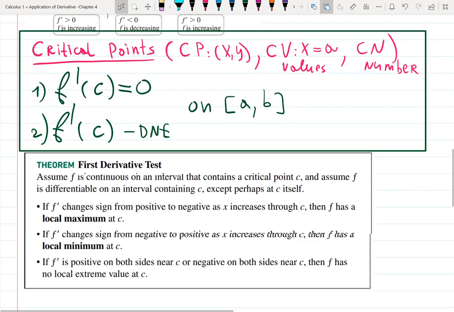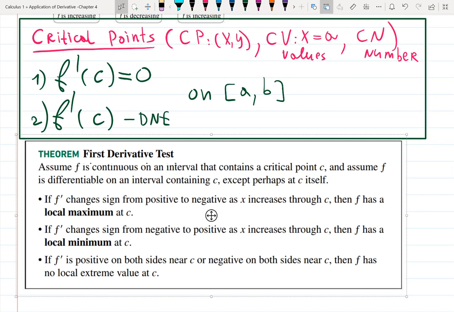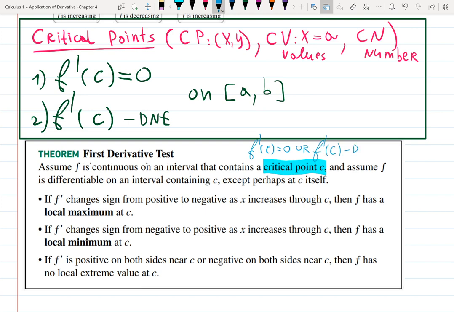First derivative test. By the name, you can already guess there will be a second one and maybe a third one. No, a third one will not happen, but a second one will happen. It means we're going to use the first derivative to test something. Let's see what we're testing. The function is continuous on the interval. It contains a critical point c, and I just defined what a critical point is. Let me briefly write down what it means. F prime at c is 0 or f prime at c does not exist. And assume that the function is differentiable on an interval containing c and maybe c itself.